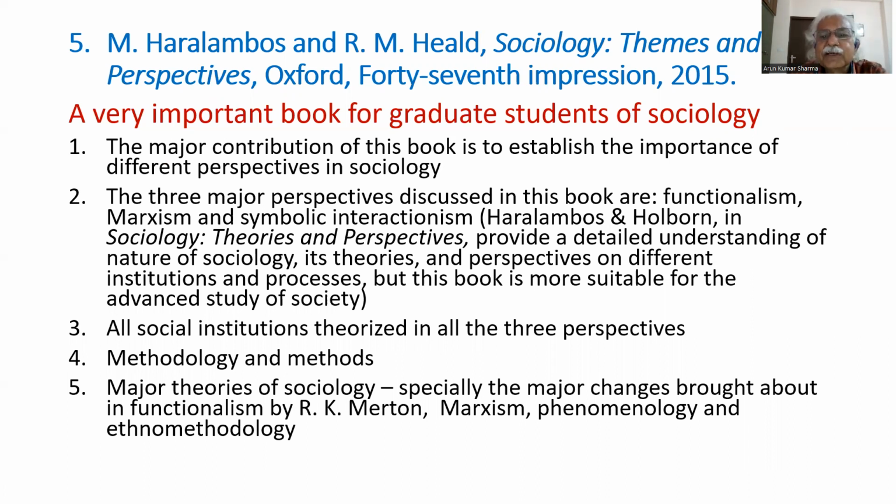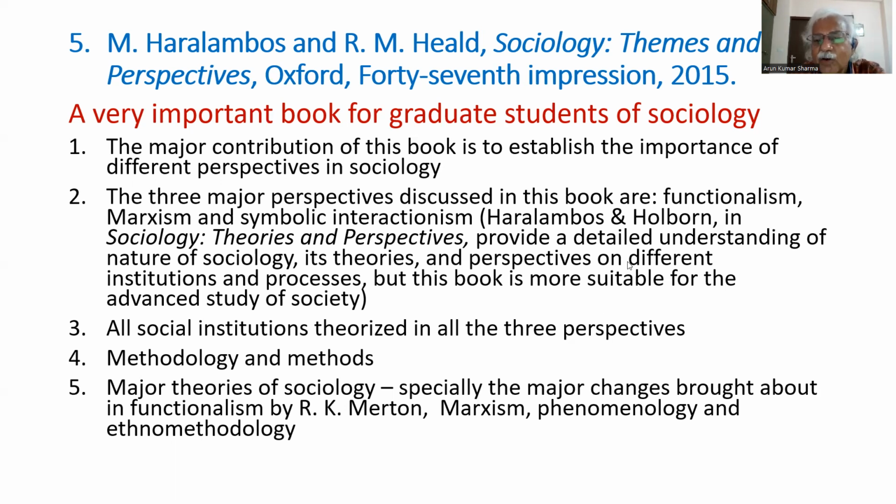The major contribution of this book is to establish the importance of different perspectives in sociology. And the three major perspectives discussed in this book are functionalism, Marxism, and symbolic interactionism. So what this book does, it explains various theories of different types of institutions. It talks about industry, state, education, religion, everything, all social institutions. And it tells how functionalists will look at them, how Marxists will look at them, and how symbolic interactionists will look at them. A terrific book. I'm highly impressed by the writings of Haralambos.